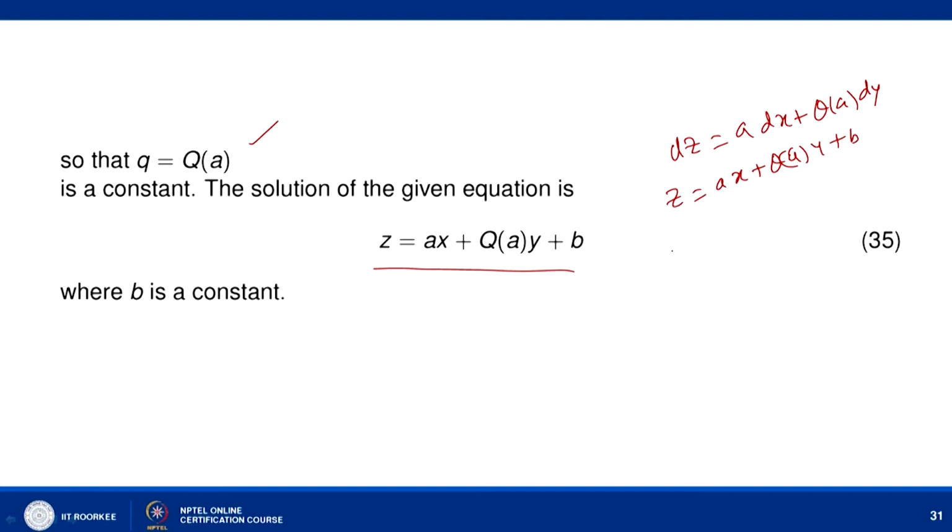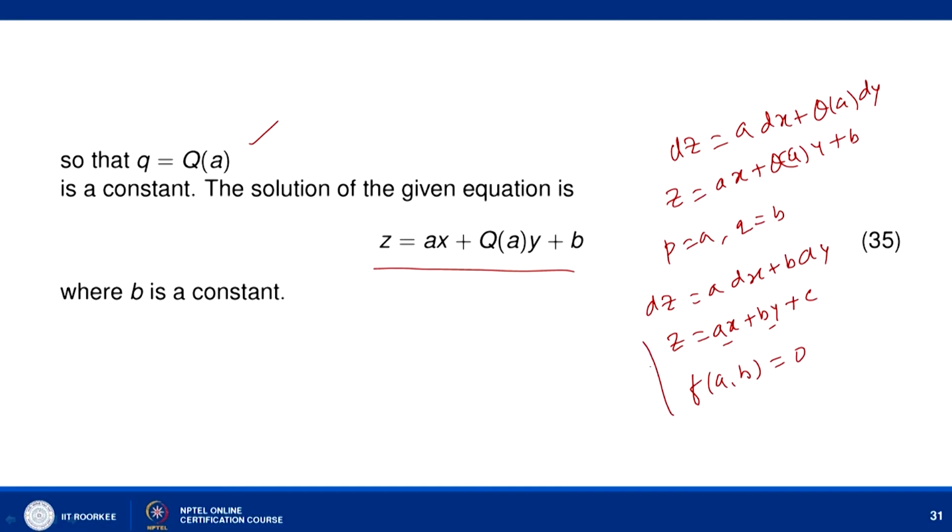If you use p equal to a and q equal to b, then you have dz equal to a dx plus b dy, and when you solve it, z equal to ax plus by plus c. Now here we are getting three parameters, but it is not the case, because this a and b are not independent. In fact, they satisfy the relation f of a, b equal to 0.